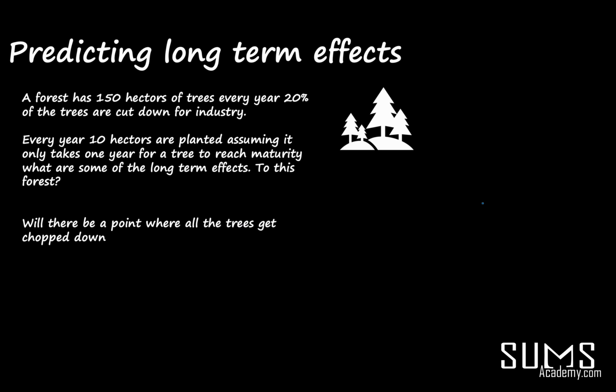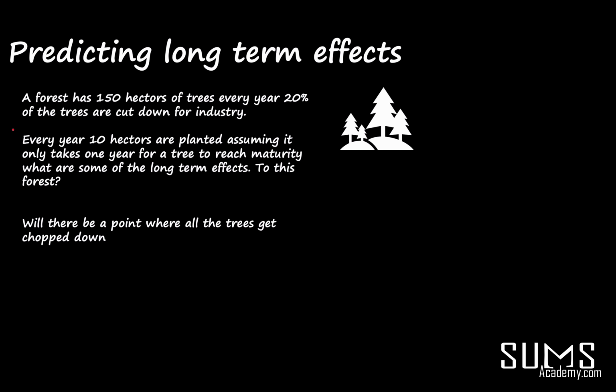So recurrence relations can be really, really useful for predicting long-term effects. These are the kind of equations they use to predict climate change, population growths, disease outbreaks. Really, really interesting and quite important math. So it's really good to get a foundational understanding of it and use it to make your decisions.